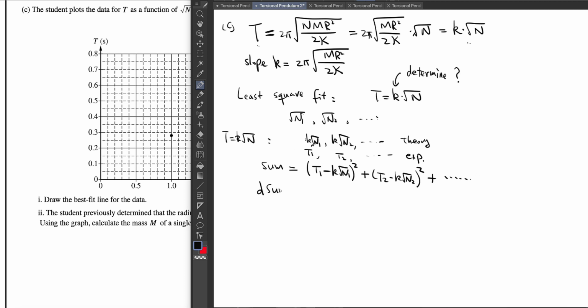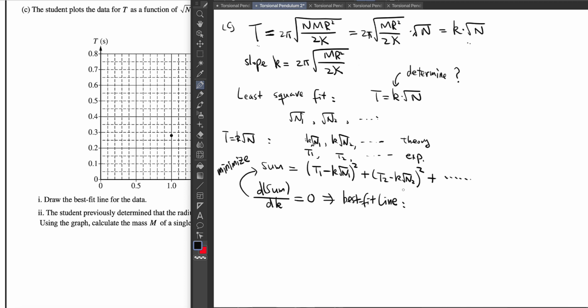So you want to take a derivative of this sum here with respect to k, and then you set that to be 0. Okay, and it turns out that the best solution to minimize the summation here is given by a line we call the best fit line.